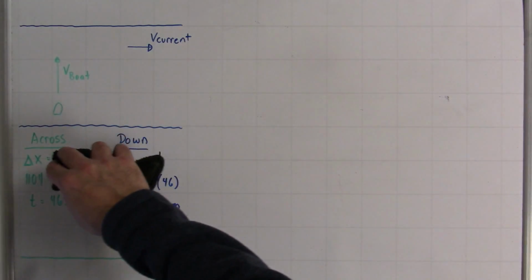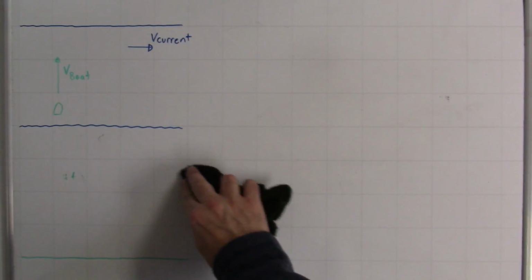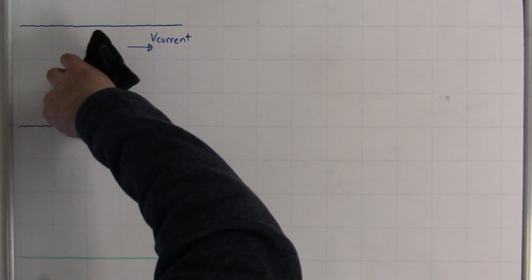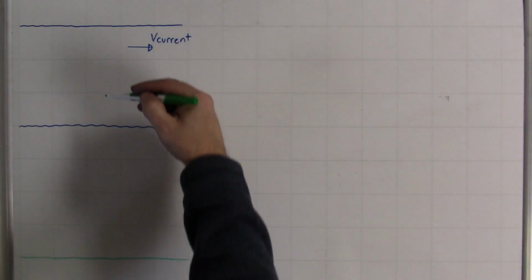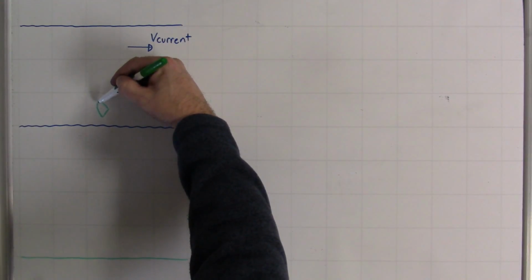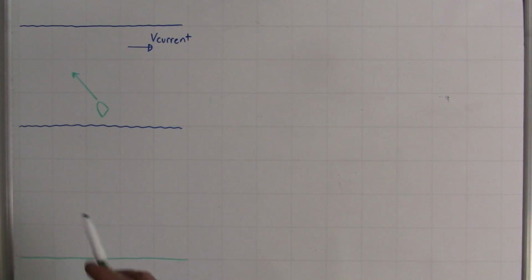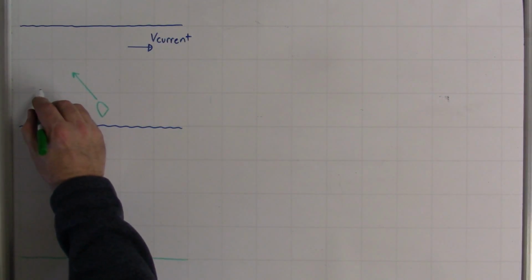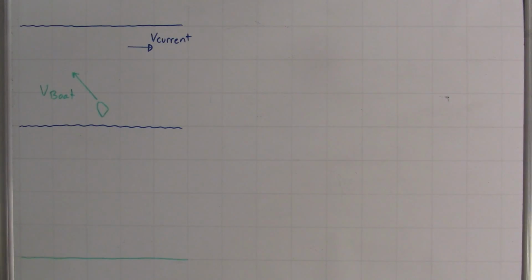So in this new problem, we're going to have to realize that if the current is to the right, in order for the boat to get across, I'm actually going to have to somehow angle my boat in this direction, in order for the current to drag me down this way. So this time, this is the V boat. At what angle relative to straight across would one have to point your boat so that you could land directly across?